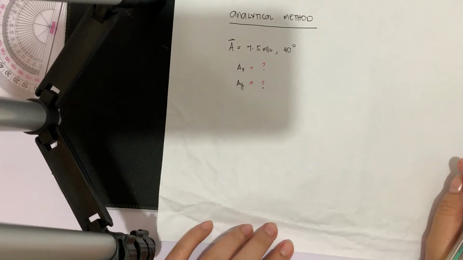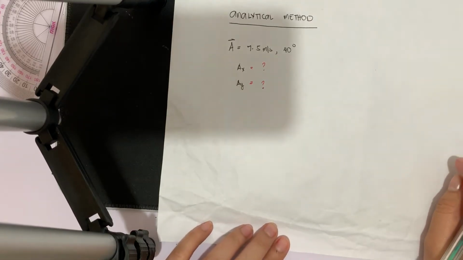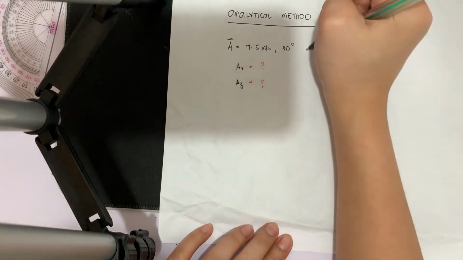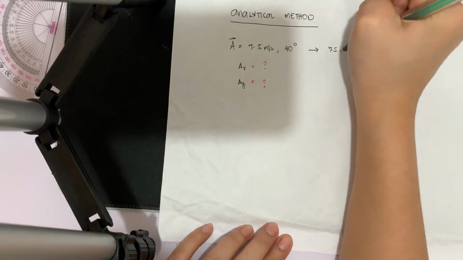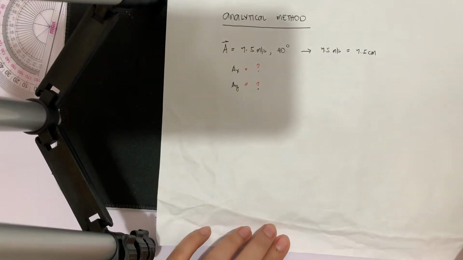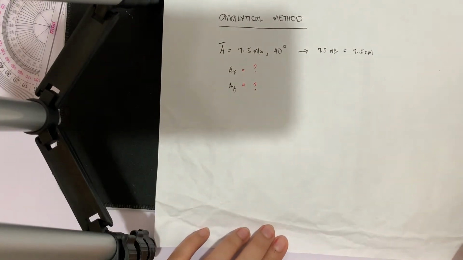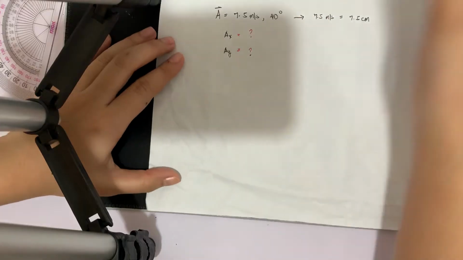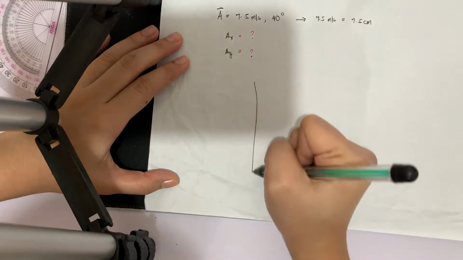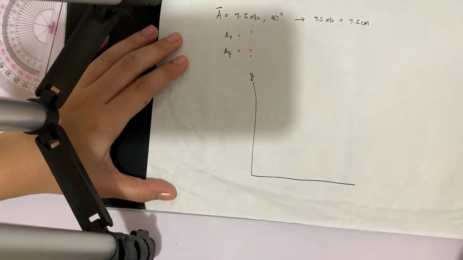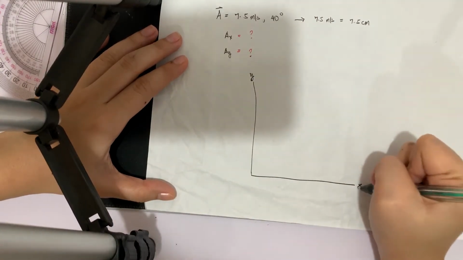Before that, we are going to choose our scale. Always remember that our scale is always 1 centimeter. So we can change 7.5 meters per second into 7.5 cm. Instead of 7.5 meters per second, we can use 7.5 cm. Now let's plot our graph. This is our Cartesian plane, our y-axis, and our x-axis.